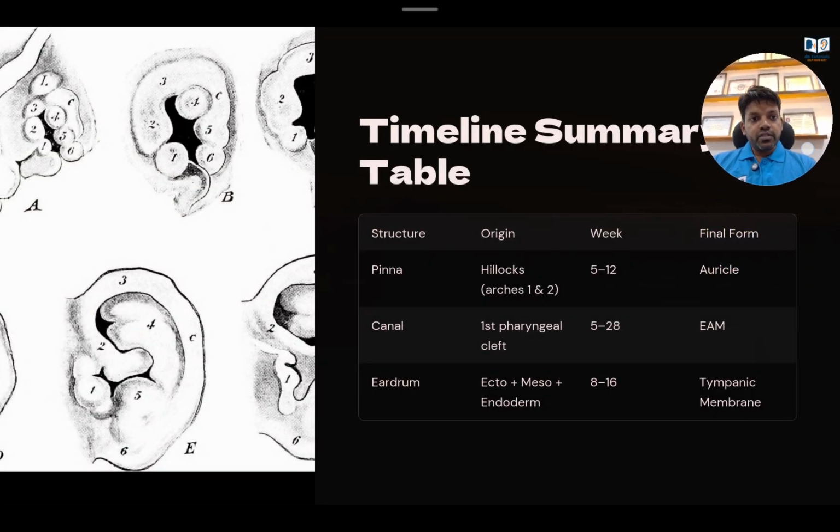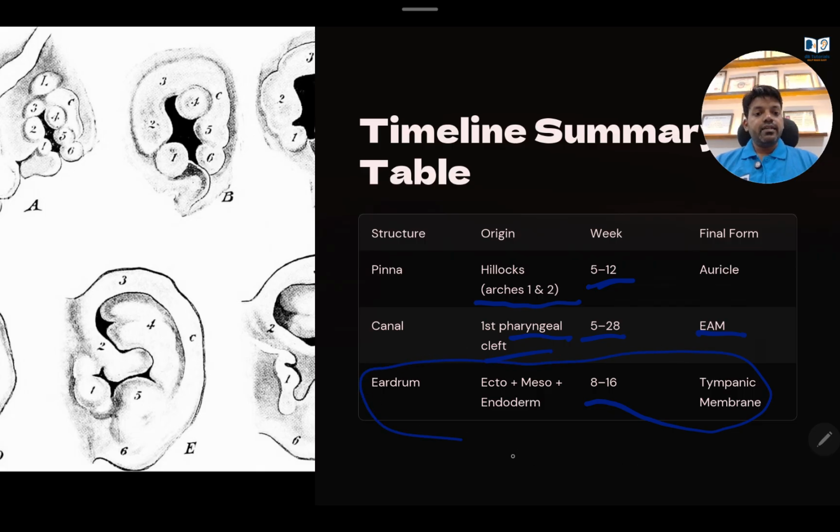If we go through the short timeline, the pinna develops by the 5th to 12th week, coming from the first and second arch, while from the first pharyngeal cleft we get the external auditory meatus, developing between the 5th and 28th week. The canal continues to develop until around 12 years of age, increasing in size, and so does the pinna. The eardrum, we will not go into right now, is formed by 8 to 16 weeks of gestational age.